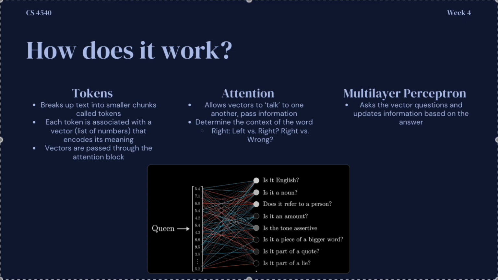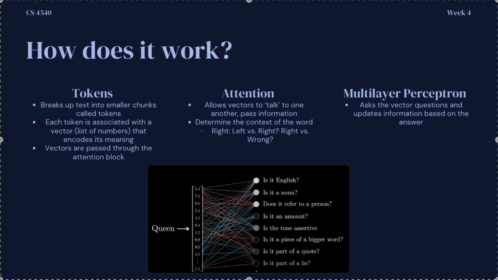Each vector passes through the attention block, which allows the vectors to interact with one another and pass information back and forth to each other, like the context in which the word is used. For example, the word right could have different meanings depending on the context it is used in. You could be talking about the direction between left and right, or you could be talking about an answer being wrong or right. The attention block looks at the surrounding context and updates the meaning of the words if necessary.